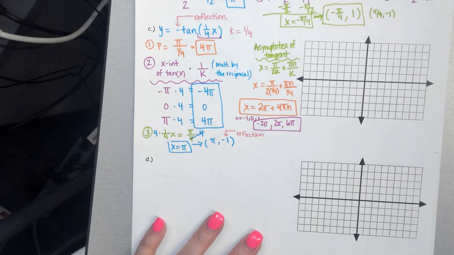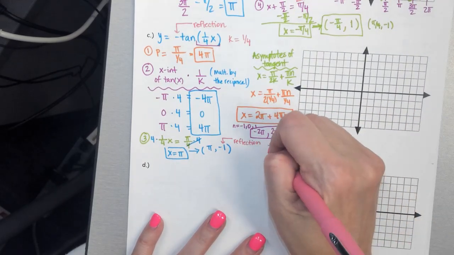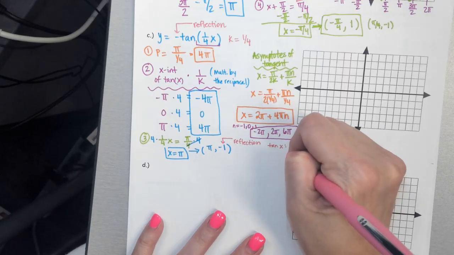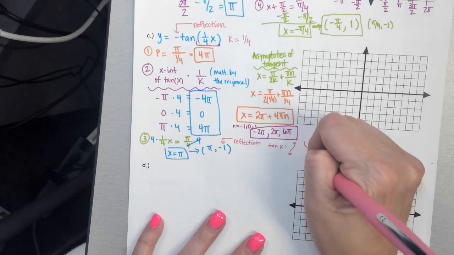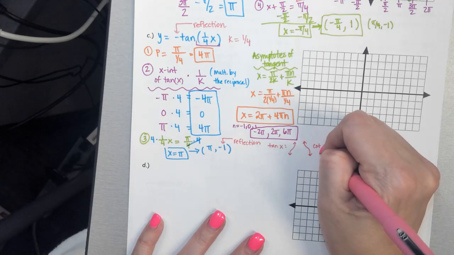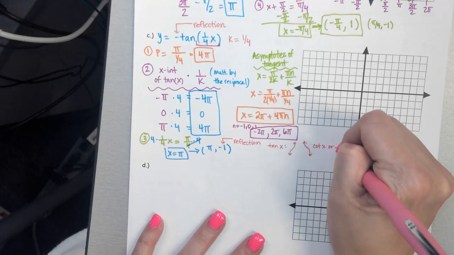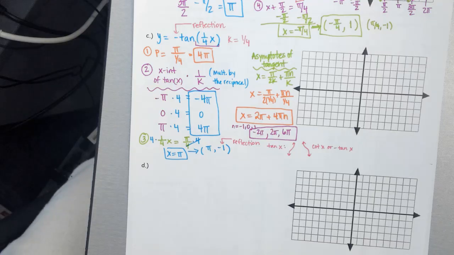Okay, so how a reflection works with tangent is the tangent of x normally looks like this. If you have a reflection, it goes the opposite way. Okay, this is the same thing as the cotangent. So the cotangent and negative tangent of x, they look the same.